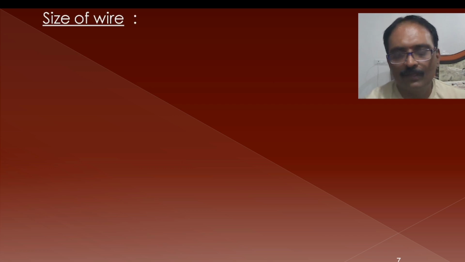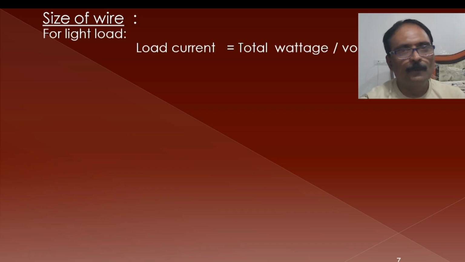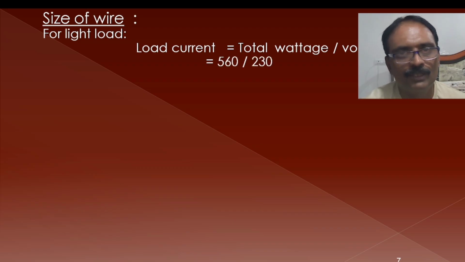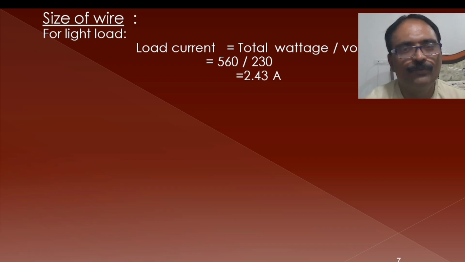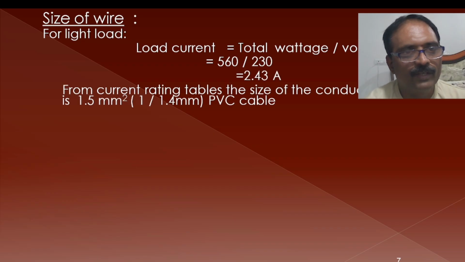Now let us go for the calculation of size of the wire based upon the current carried. For light load, the total current is total wattage, which we have already calculated as 560 watts, divided by 230 volts, that gives around 2.43 amperes, and 1.5 square mm cable is required for this current rating. So by this we have calculated the gauge of the wire required for this purpose.